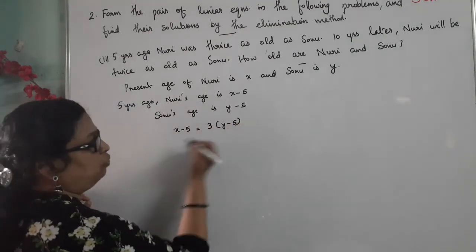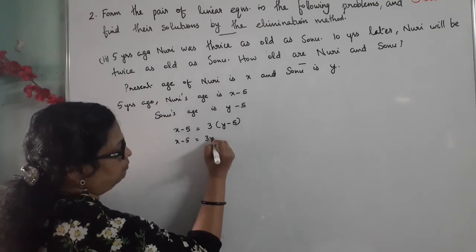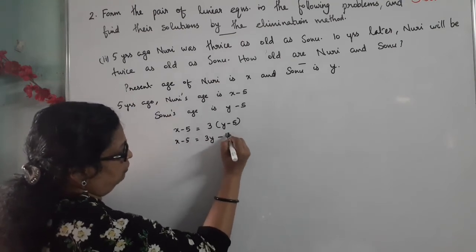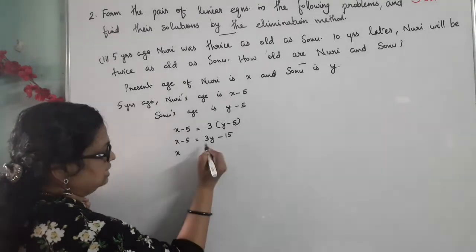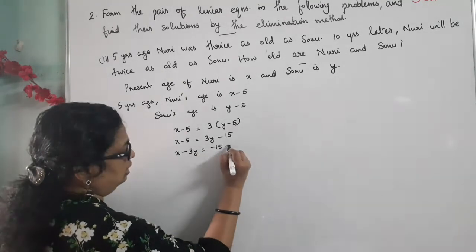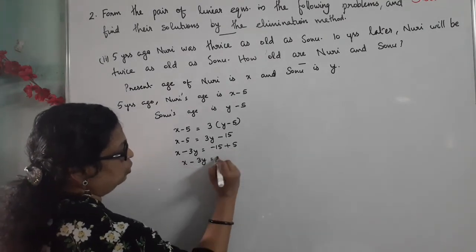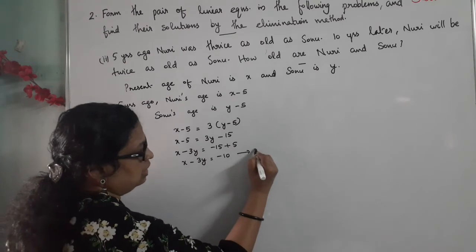So we can form an equation, that is x minus 5 is equal to 3y minus 3 into 5, 15. Then we can arrange x minus 3y is equal to minus 15 plus 5. That is x minus 3y is equal to minus 10. This is equation number 1.